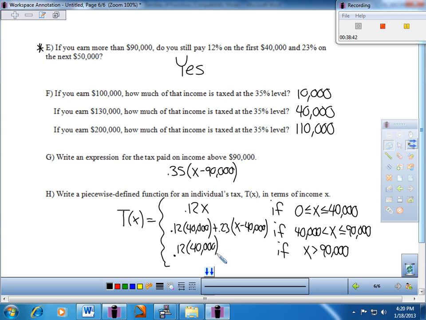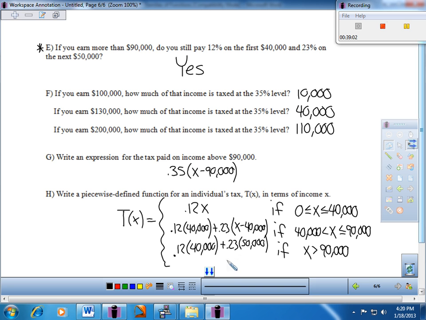Now, if I've made more than $90,000, here is the real trick. Here's where I've seen issues over the years. But if we've made more than $90,000, it means I've made all of the $50,000 taxed at that 23% level. So let's think about that for a sec. You've made more than 90, right? So $40,000 is taxed at the 12%. Your next $50,000 is taxed at this middle level, the 23%, and then just anything above it is now taxed at 35%.